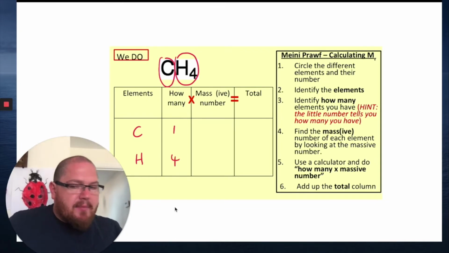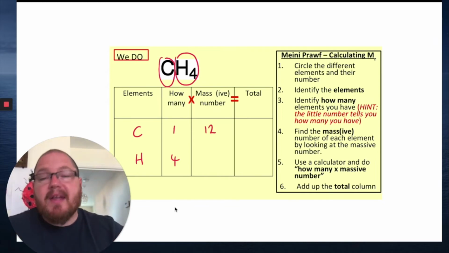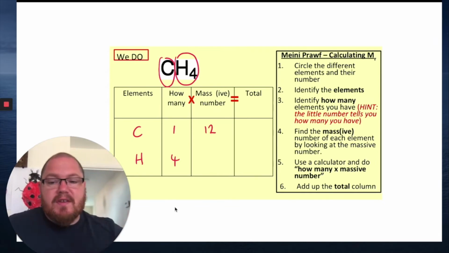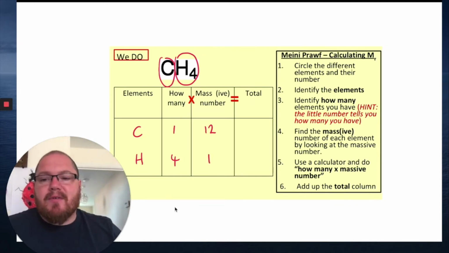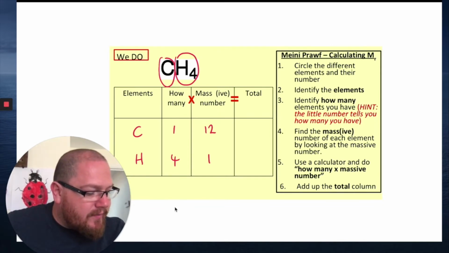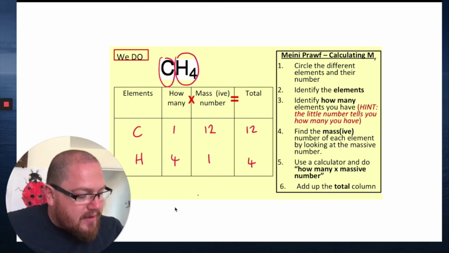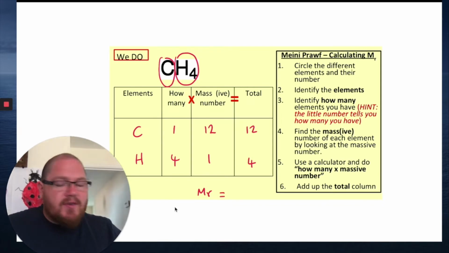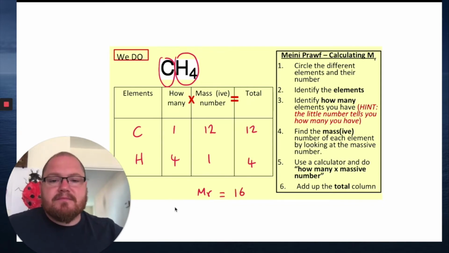What's the mass number of carbon? It's 12. We just did it. Again, I'd recommend you check the periodic table, but just to make this video quicker, I'm just going to put 12. Hydrogen's the first element in the periodic table. It's got a mass number of 1. What's the total? 1 times 12 is 12. 4 times 1 is 4. Last step, add up the total. So I'm going to be doing my MR as 12 plus 4 equals 16.